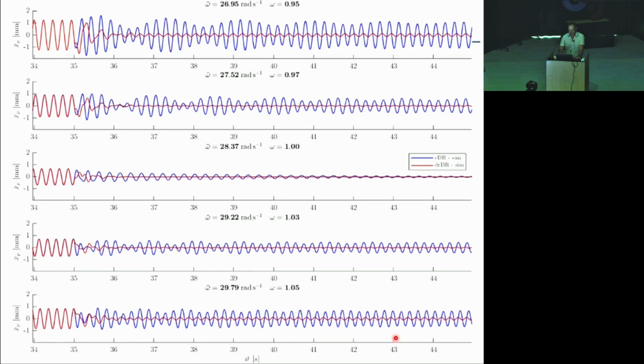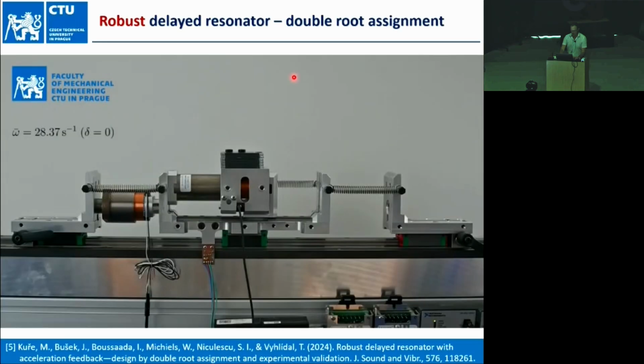So it's safely stable. And here in the comparison of simulations, you see that we got better, lower sensitivity, with better vibration suppression. The red is for the robust resonator, the blue is for the classical resonator. This is for 5% mismatch and 3% mismatch between nominal and true excitation frequency.